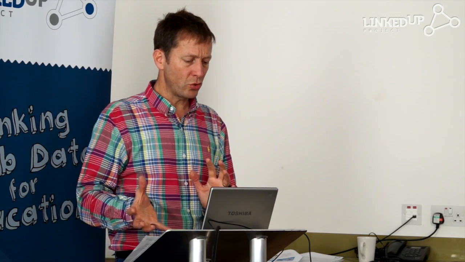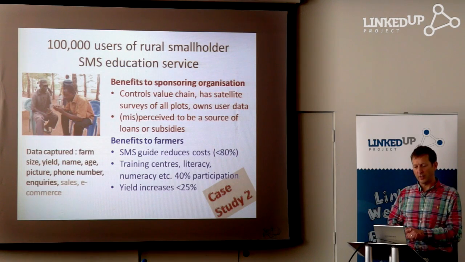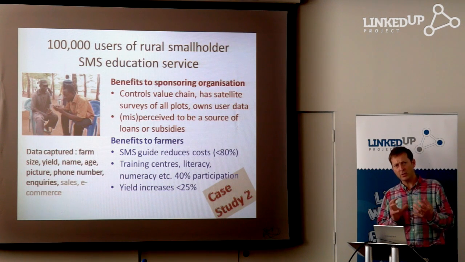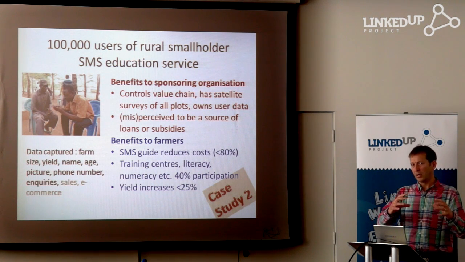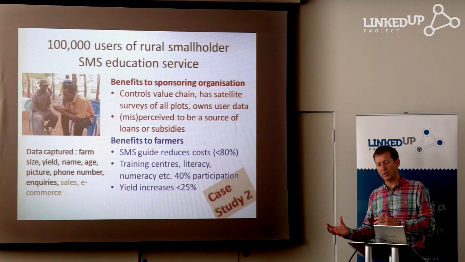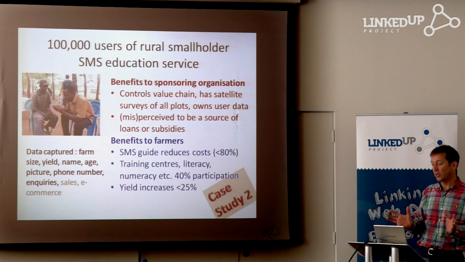But I think it's quite interesting to also look at the benefits to the sponsoring organisation. This particular project is sponsored mainly by the Hershey Foundation and a couple of other major cocoa growers. So these guys have obviously got an interest here. Now, they control the entire value chain, right up and down. They have done satellite surveys of all these plots. So they're potentially able to marry data that they're obtaining for their own purposes through different technology to the data that's coming in from the farmers through the education service. And I think that creates a really big dilemma about who owns this data and who benefits from it.